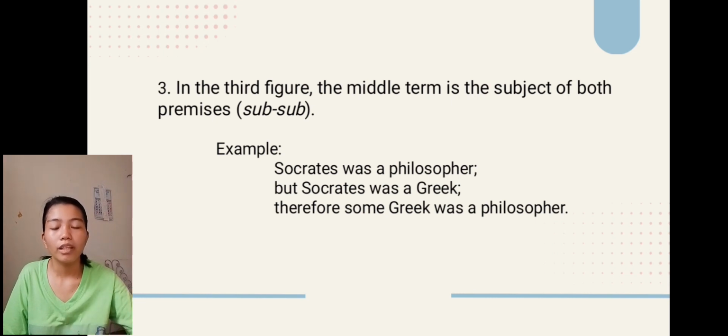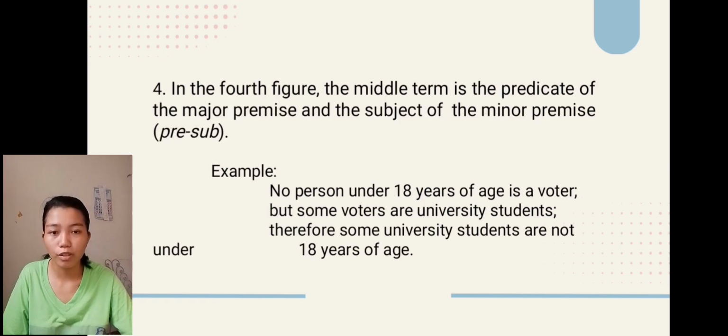And the fourth figure, the last figure, the middle term is the predicate of the major premise and the subject of the minor premise. So in moods, it is A, I, E, and minor premise, A, E, I, and conclusion, E, E, O. So in rules of fourth figure, if the major premise is affirmative, the minor premise must be universal to ensure the avoidance of the fallacy of the undistributed middle term.